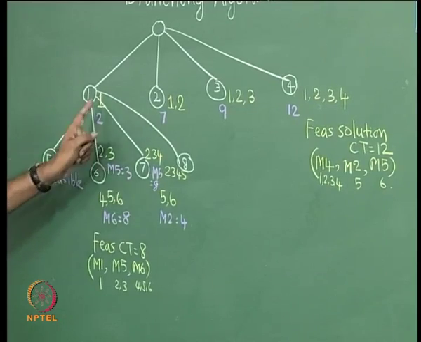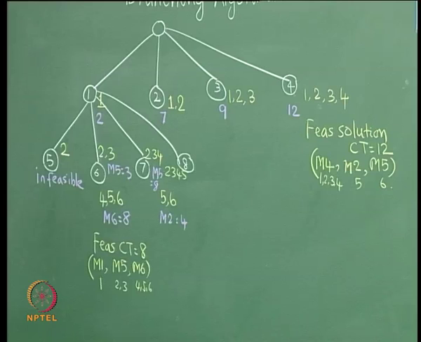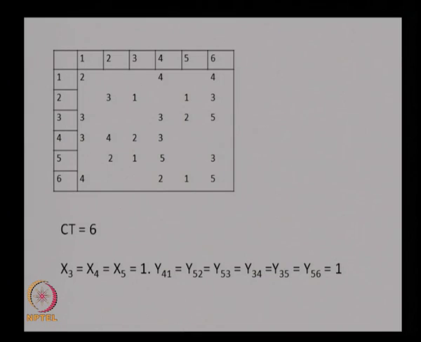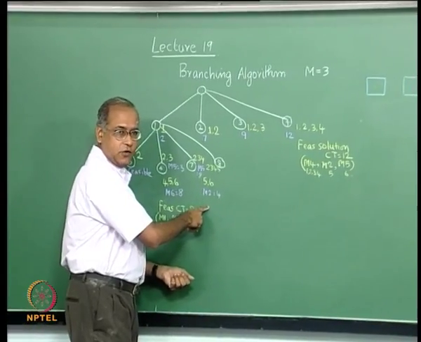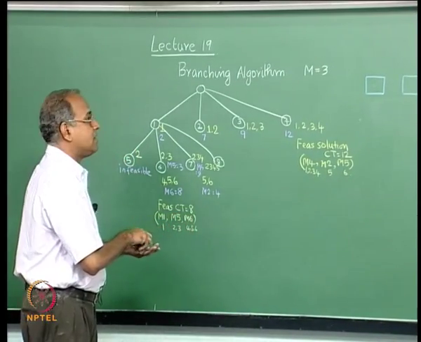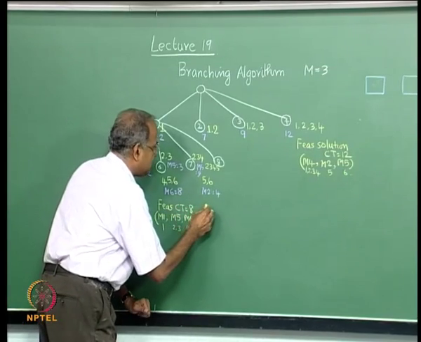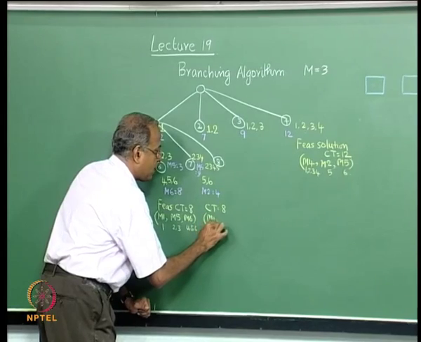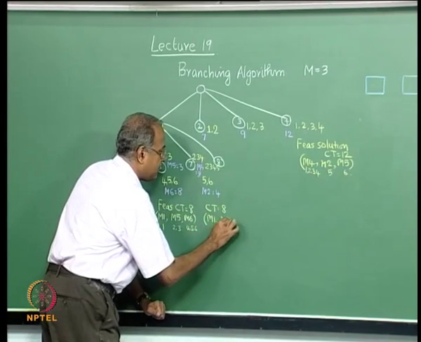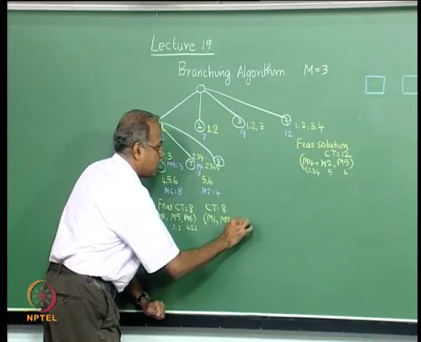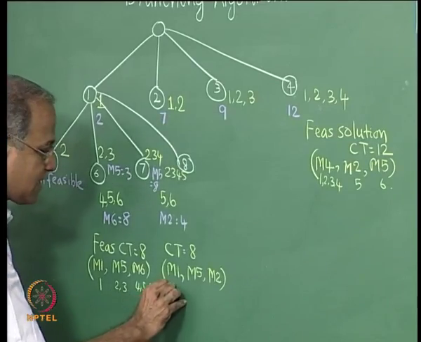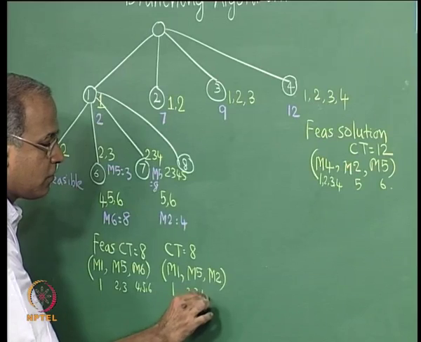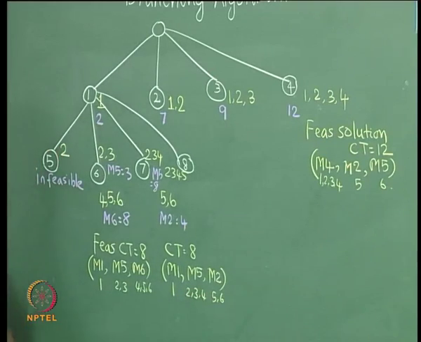So, now operation 1 can be carried out on 1, 3, 4 and 6. I can use any of them: 1, 3, 4 and 6. So, I would use M1 there. So, again a feasible solution with cycle time equal to 8. I choose M1 in the first stage, M5 in the second stage and M2 in the third stage. So, I would assign 1, 2, 3, 4, 5 and 6. Again I have a solution with cycle time equal to 8.